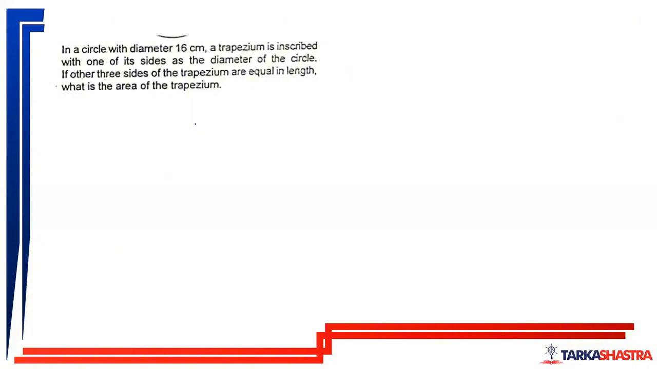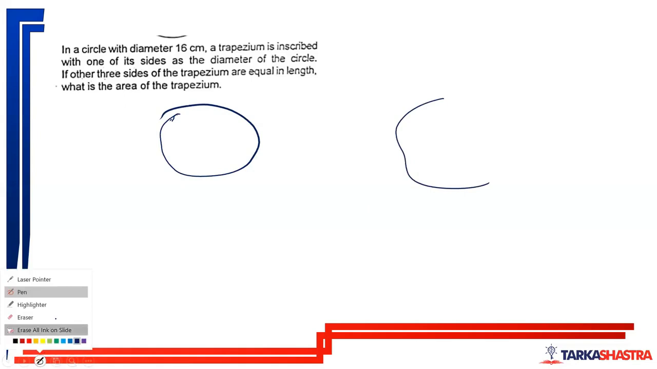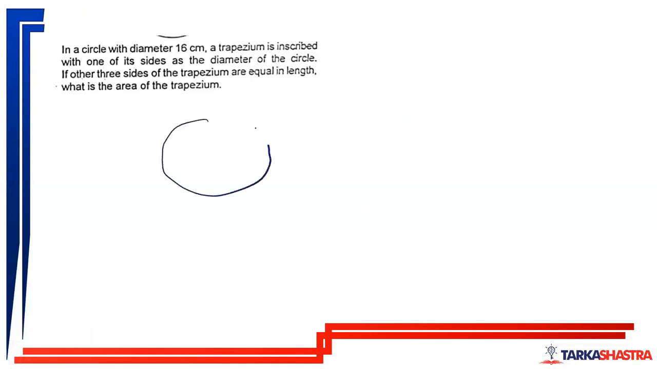Okay. Next, if the diameter of a circle is 16 and a trapezium is inscribed with one of its sides as the diameter of the circle. So there is a circle, I'll try to draw a better circle. Okay, there is this diameter. A trapezium is inscribed with one of its sides as diameter. If the other three sides of the trapezium are equal.